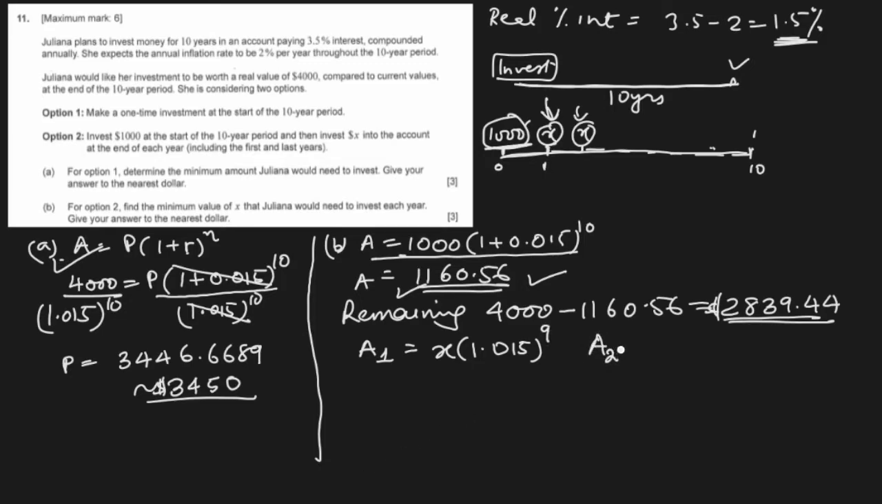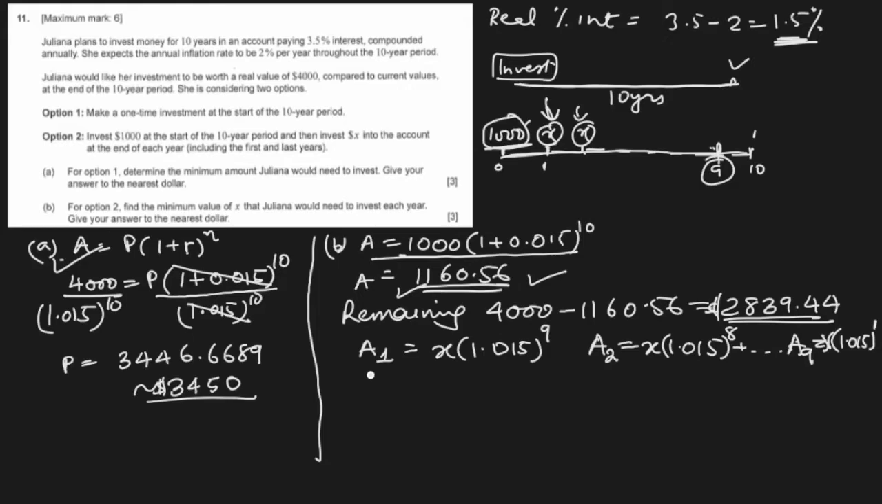A2 will be the amount of the X investment at the end of 2 years, right? So X times 1.015 to the power 8, because it is one year less, and so on. The last one will be at the end of 9 years. Nobody invests at the time the person wants to withdraw money. So year 9 will be the last one, and that will be A9, which will be X times 1.015 to the power just 1.